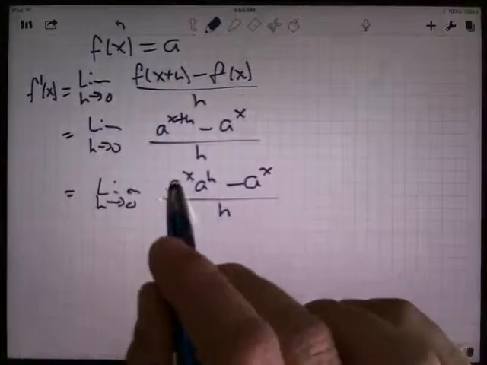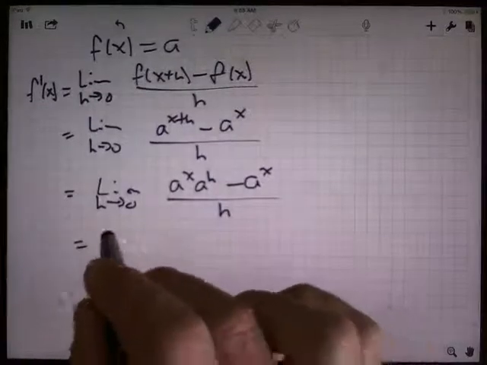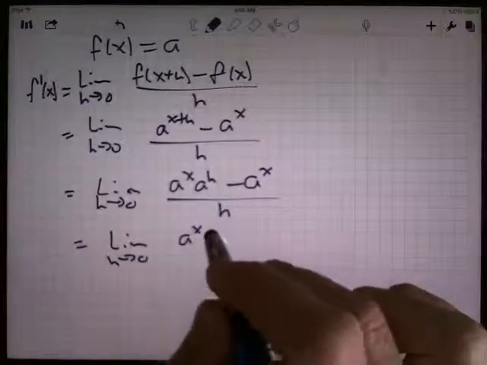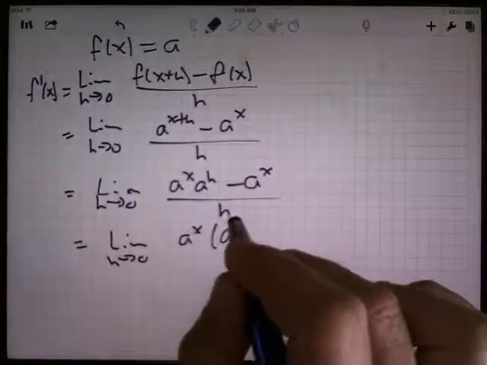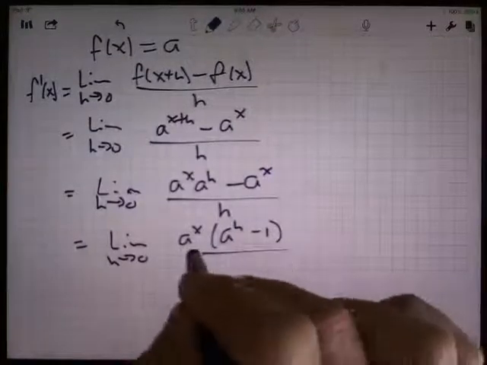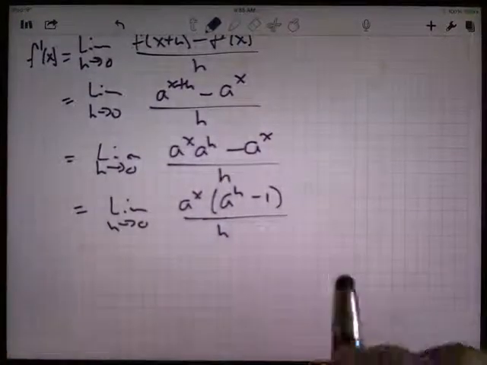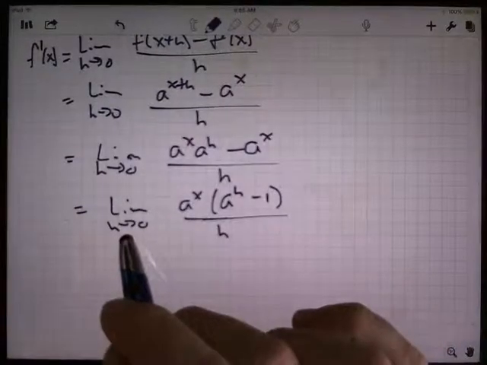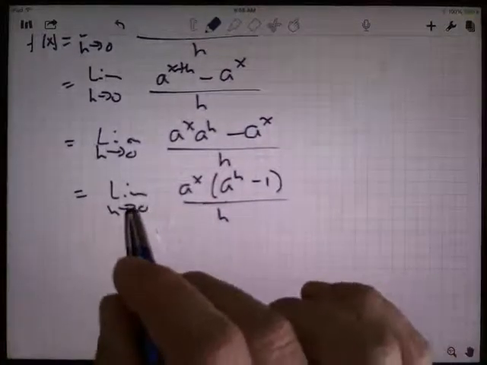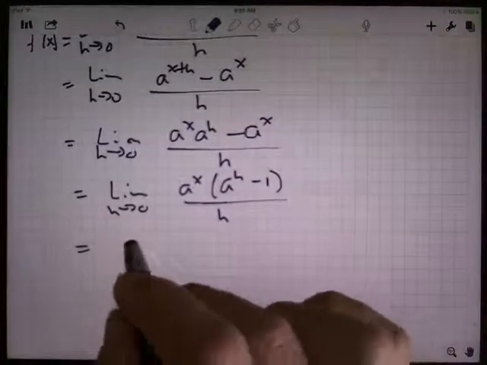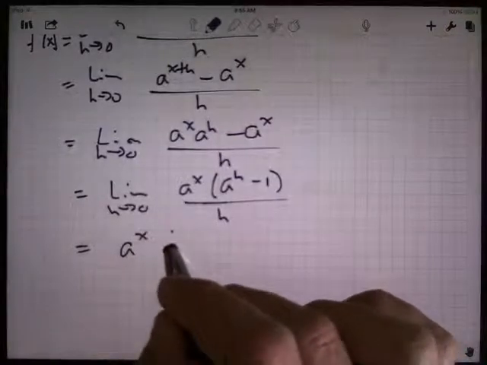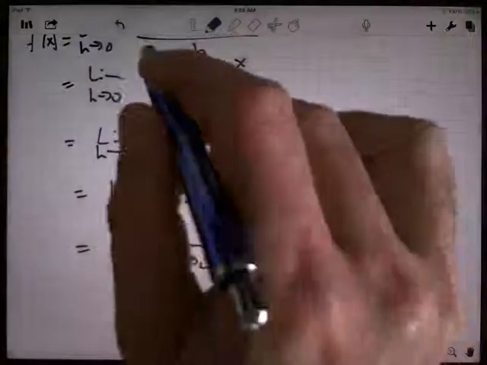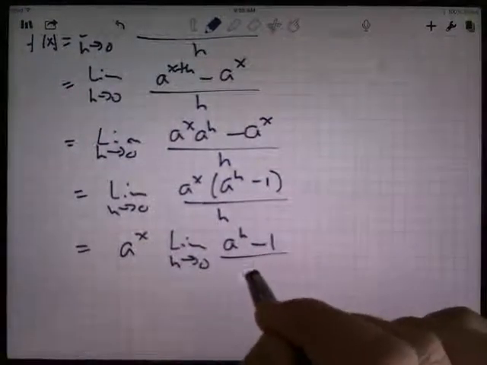Now I notice that I have an a to the x in both terms on the top, so I'll factor it out. The limit as h goes to 0. I've got the a to the x times a to the h minus 1 over h. And then I notice that this is the limit as h goes to 0. The a to the x here is essentially a constant with respect to that. One of the properties of limits is that the limit of a constant times a function is the constant times the limit. So I can pull this out in front. A to the h minus 1 over h.